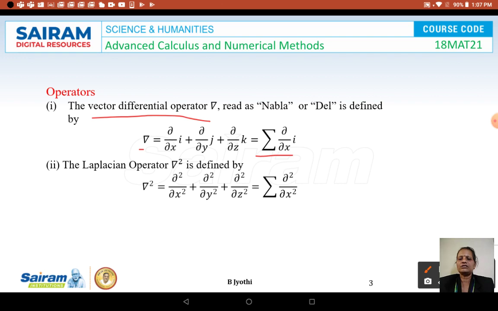The Laplacian operator nabla square is defined as nabla square or del square is equal to dou square by dou x square plus dou square by dou y square plus dou square by dou z square, which is equal to summation of dou square by dou x square. These are the two important operators.